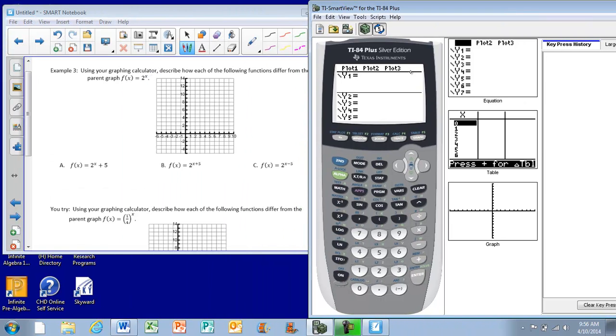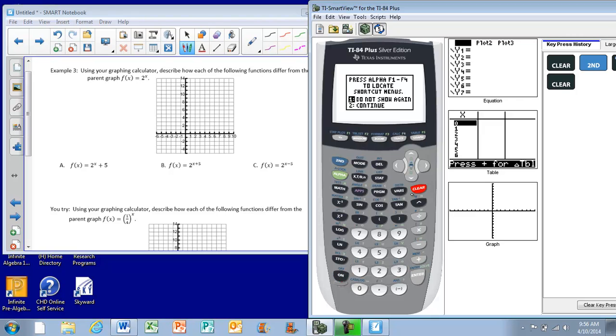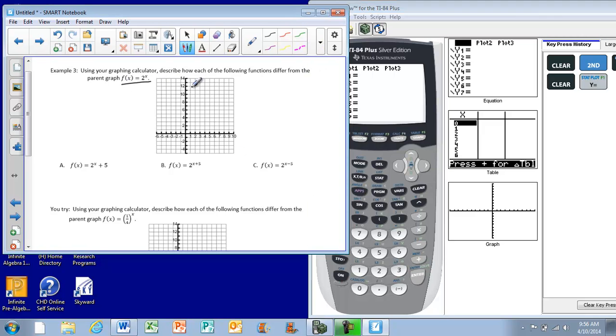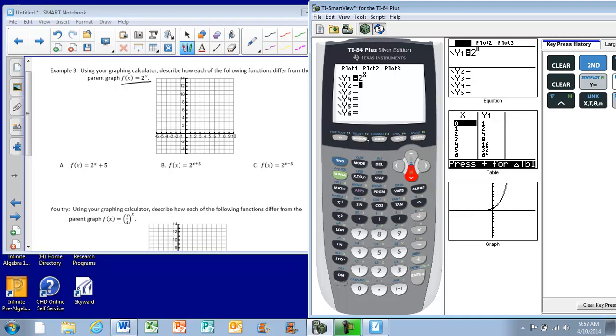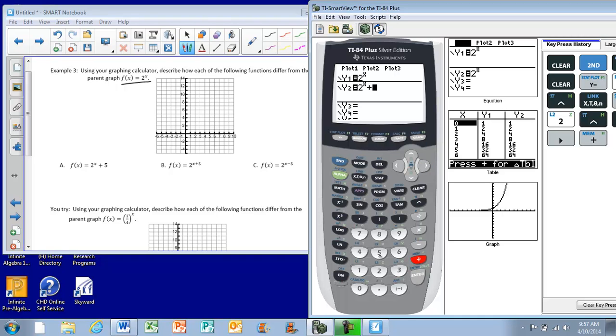Okay, so we need 2 to the x. In your graphing calculator, get to the y equals, and we're going to plug both equations in at the same time under separate y1, y2. So if we plug in this first equation, 2 to the x power, we have 2, and then hit the little rooftop button that's to the power of x. Then we go down to y2 and type in our second one. We have 2 to the power of x, and make sure you arrow over, plus 5.